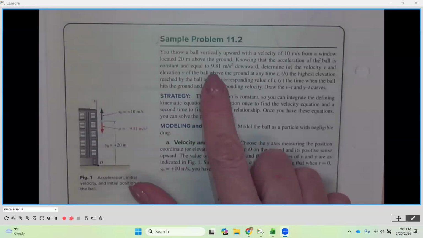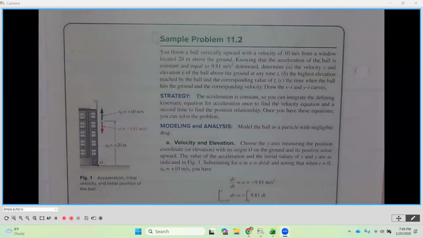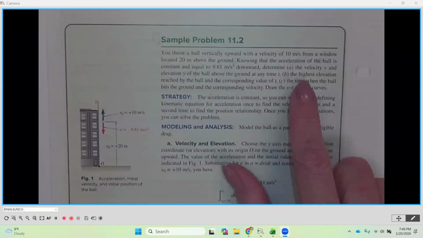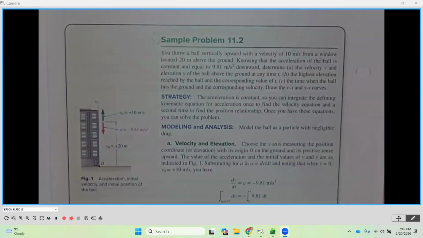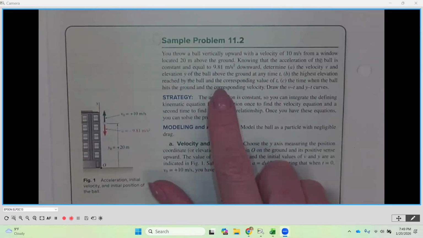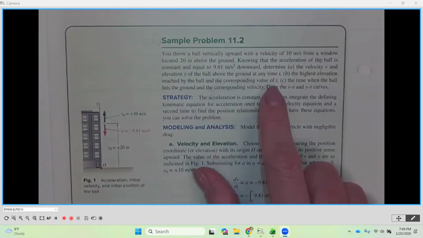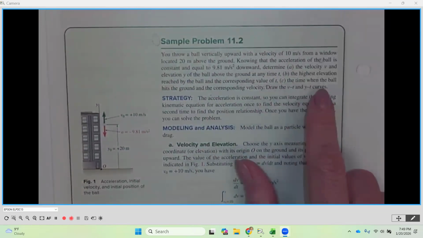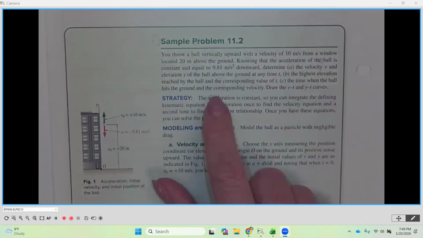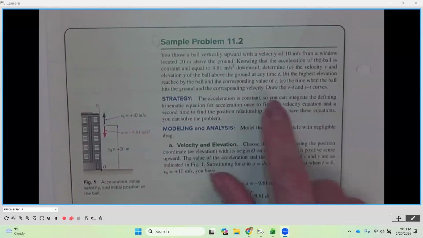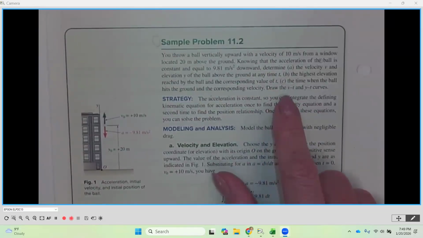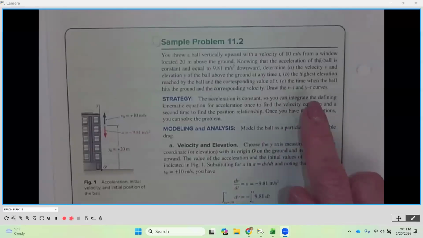Now, because we're starting with acceleration this time and not the position, we're going to actually be doing integrals to get the velocity and then the position equations. They also then want us to determine what is the highest elevation reached by the ball and the corresponding value of the time for that. And then the time when the ball hits the ground and the corresponding velocity. And then it says draw the motion curves as we see it here.